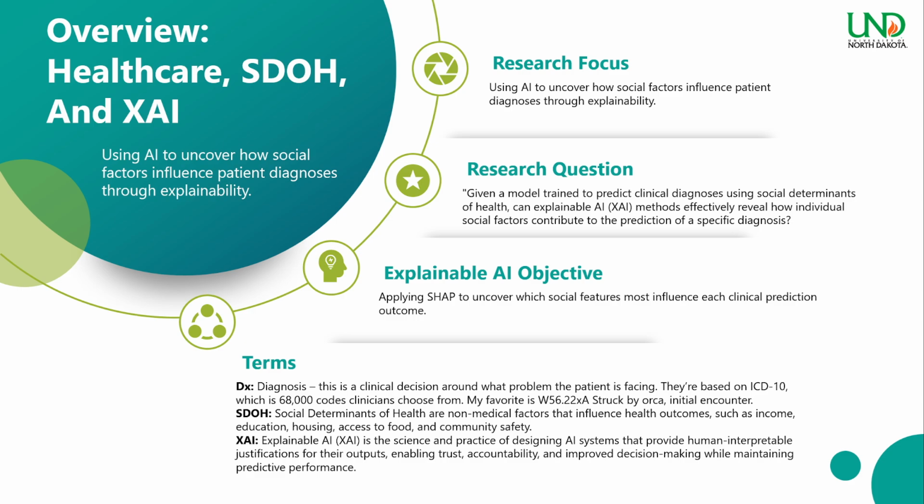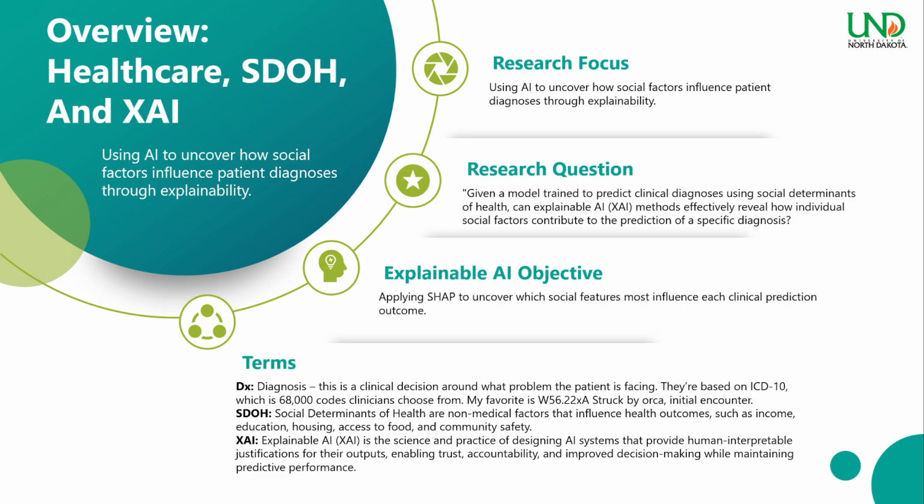The formal research question we're driving with is: given a model trained to predict clinical diagnoses using social determinants of health, can explainable AI methods like SHAP help us understand which specific social factors contribute to each diagnosis prediction? That's the lens we're working from, and the end goal isn't just predictive performance, but actual insight. I want to be able to say, here's why this model flagged asthma or diabetes, and here's how social risk factors contributed to that call.